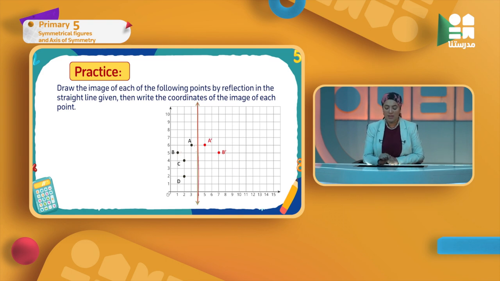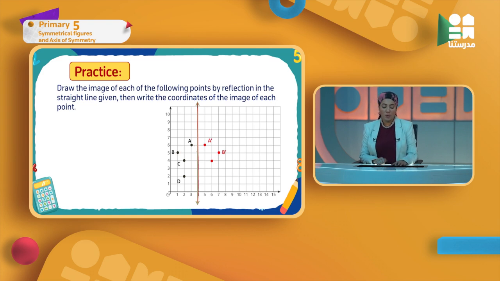Now letter C, at point 4 or number 4 on the y axis, and far from the mirror line 2 units. So I will take it to the other side also, far from the mirror line, 2 units.